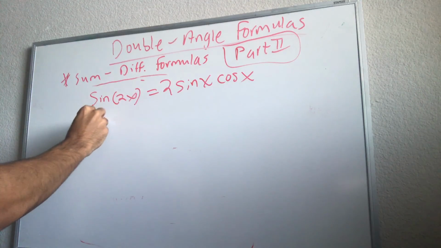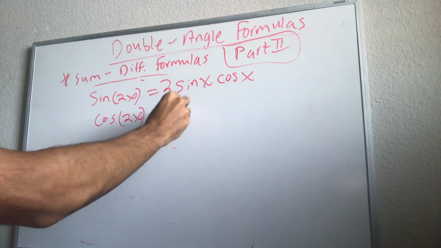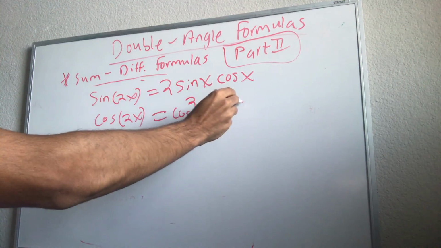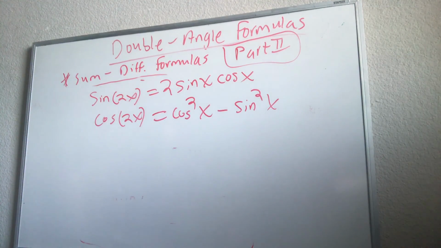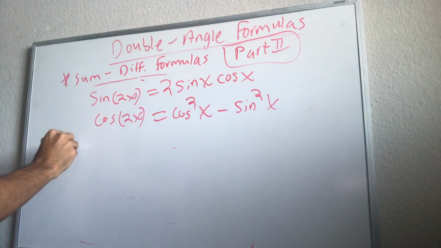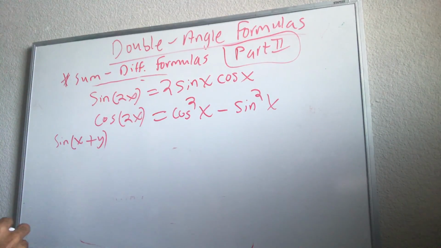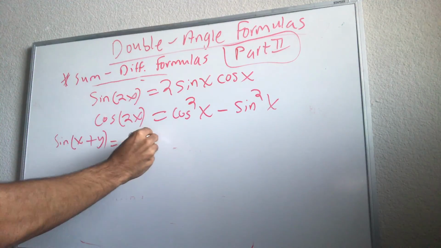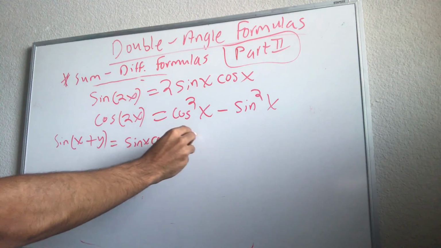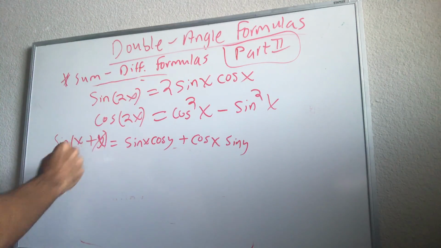Then we have cosine of 2x. Cosine of 2x is equal to cosine squared x minus sine squared x. And so looking at this, if you recall, sine of any angle, let's just say sine of x plus y. Again, with practice, this will become easier, but really we know that this is just sine x cosine y, switch the angle, so now we have plus cosine x sine y.